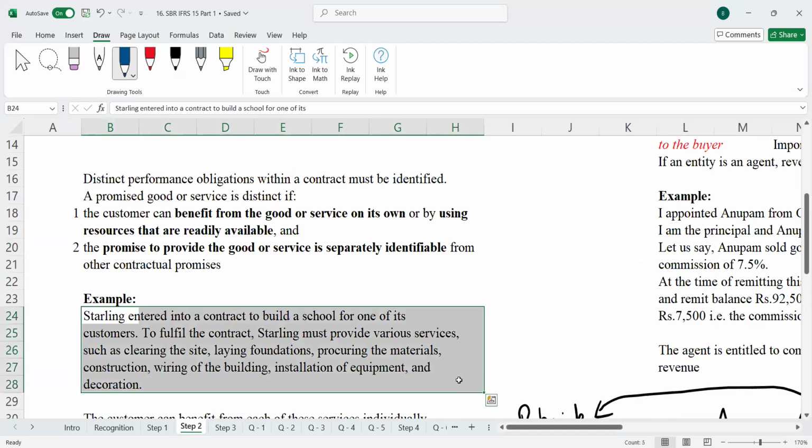The question here is, is there only one performance obligation to build a school, or are there multiple performance obligations such as clearing the site, laying foundation, procuring the material, construction, wiring, and so on? Tell me. Think and tell me. Just don't give me the answer. Think of this.